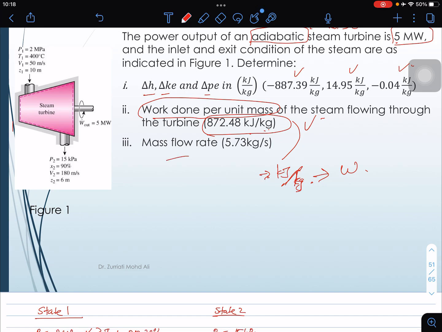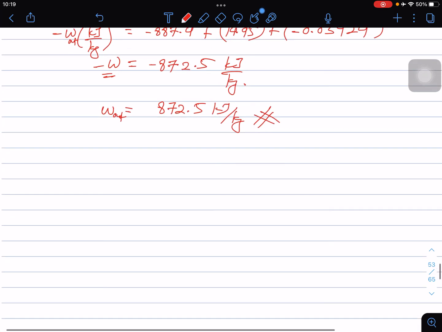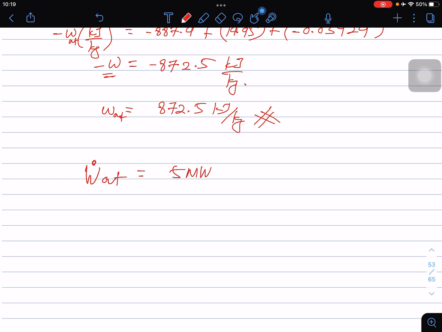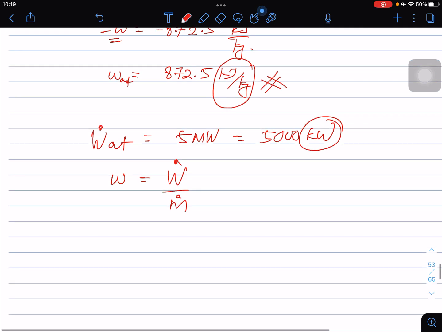Okay, the last one is the mass flow rate, 5.73 kg per second. Since the question already gives the value of W dot out, which is equal to 5 megawatt, we need to convert this into 5,000 kilowatt. Since we want to convert into this value, we need to maintain the unit in kilo. Alright, so the m dot, which is the mass flow rate, can be calculated using a simple formula: if you want the small w, this becomes big W over m. So this one is a W dot and also m dot, so I need to have an m dot value.